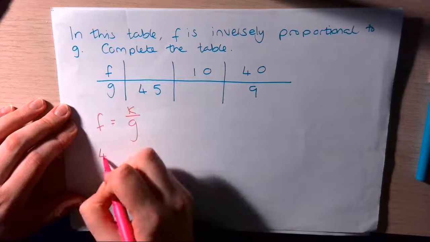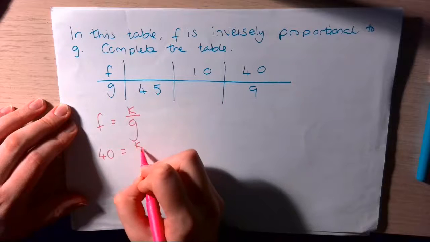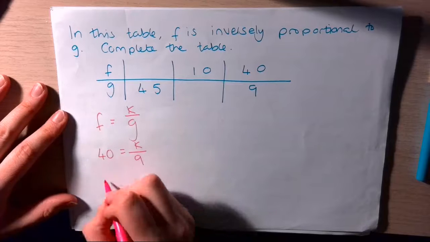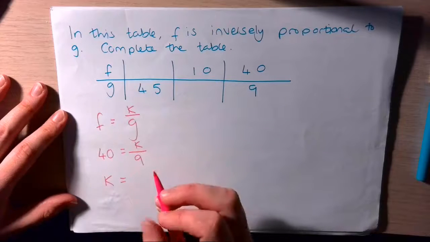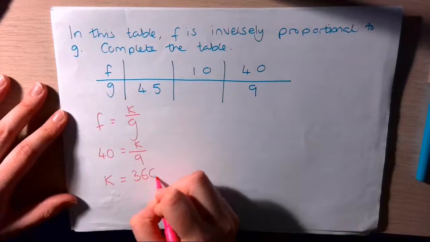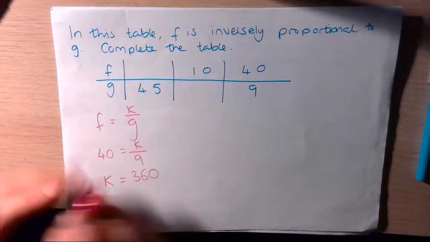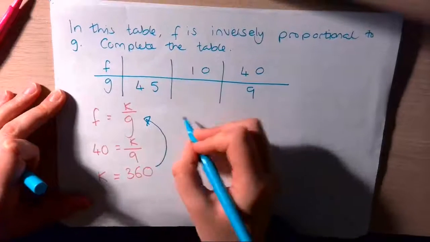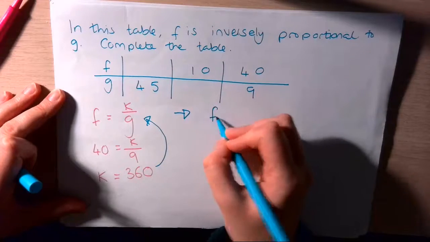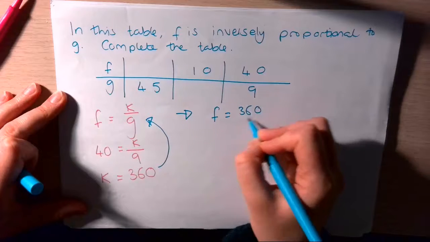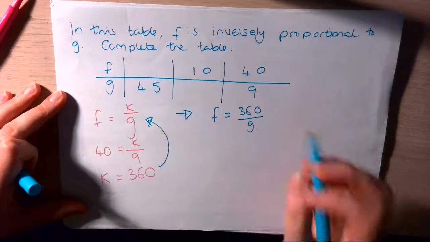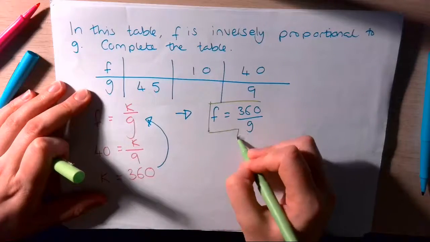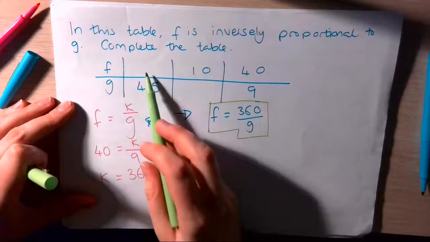So when f is 40, 40 equals k over 9. So then we're going to do 40 multiplied by 9 to find that k is 360. Okay, and so we're now just going to plug that back into here, just with the k. And it's going to give us f equals 360 over g. And there we have our equation. That's the hard bit done. We can now use that to fill in the blanks here.